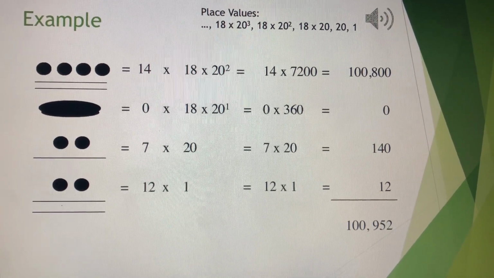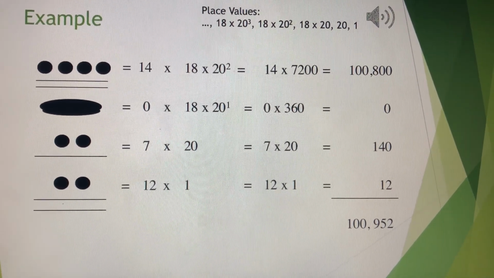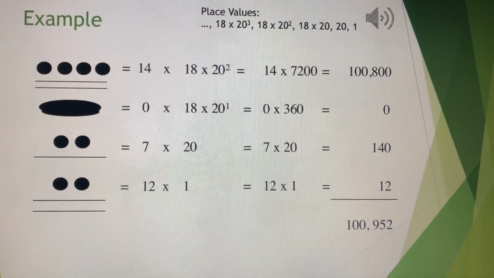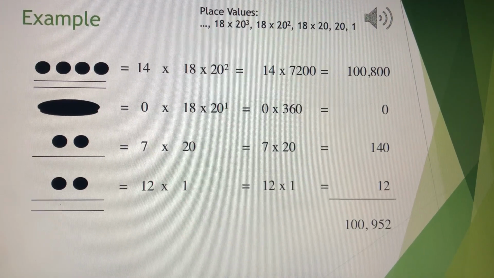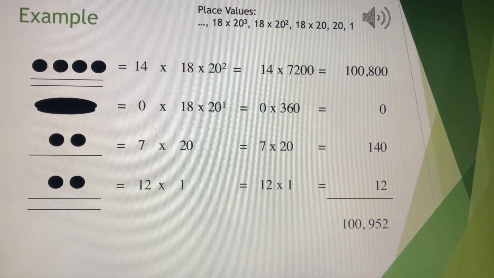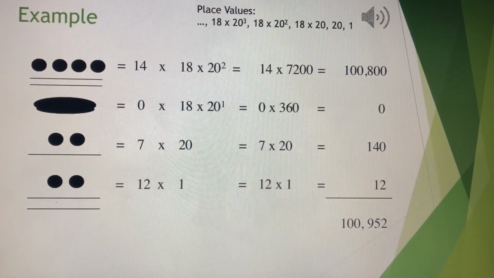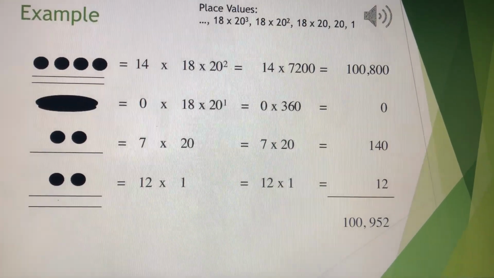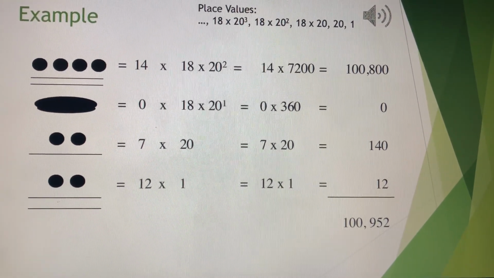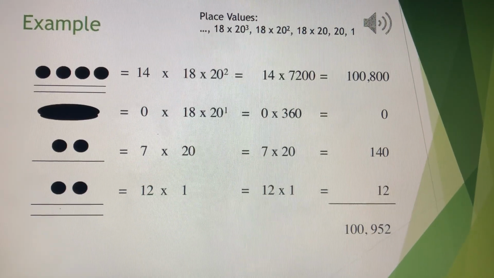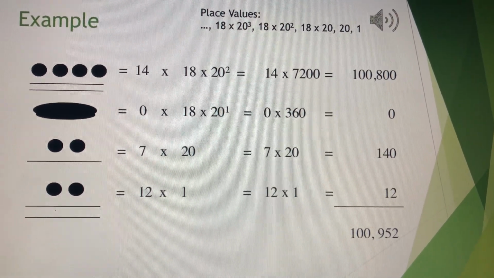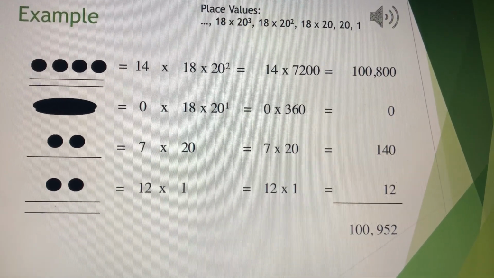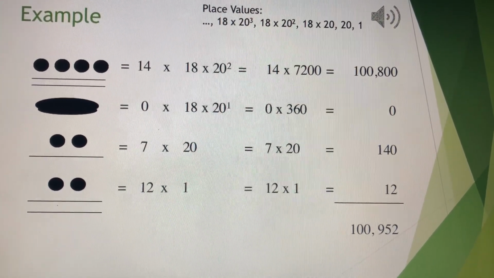So take a look at the first numeral. There's 4 dots and 2 lines. So that's going to be 10 plus 4, which is 14. And you're going to multiply that by 18 times 20 squared. And you'll multiply everything out. Then you look at the next numeral, and that just equals 0 times 20 to the first, which is just 20. So multiply all that out, you get 0.